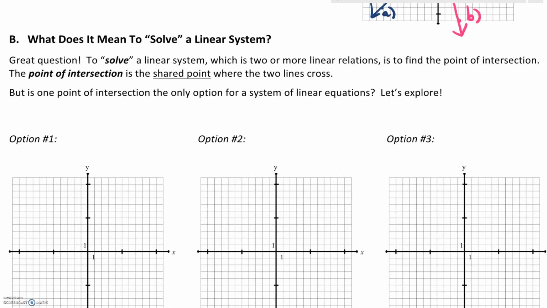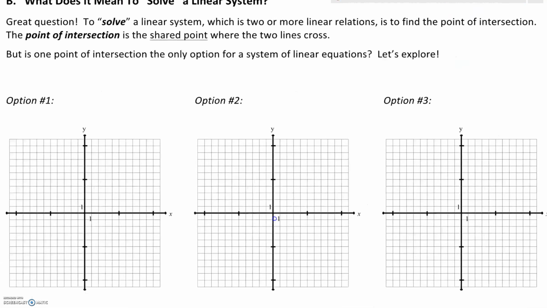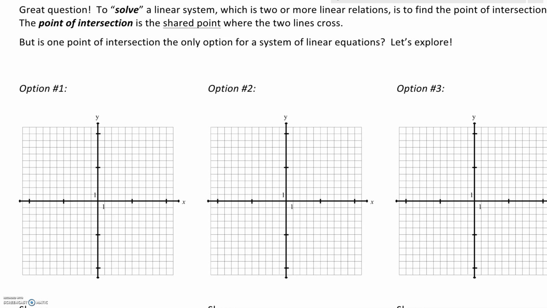But is one point of intersection the only option for a system of linear equations? So for example, in our previous example, yeah, they did cross. But is that always going to happen? So we're going to take a look here at what actually is happening. In the situation that we just saw, we're just going to sketch two possibilities here. It doesn't have to be specific.